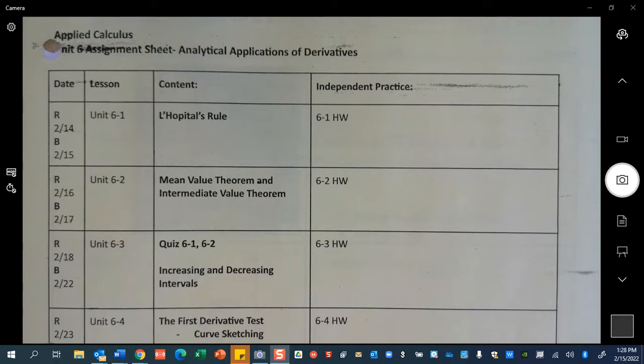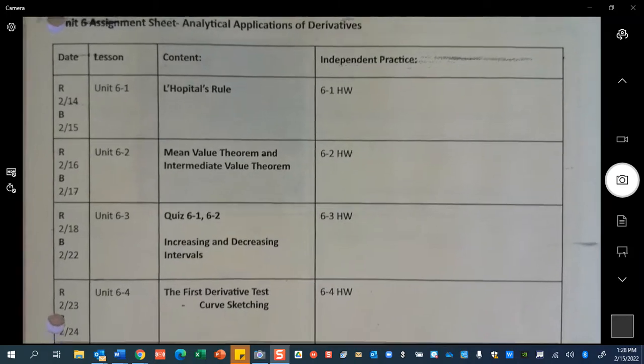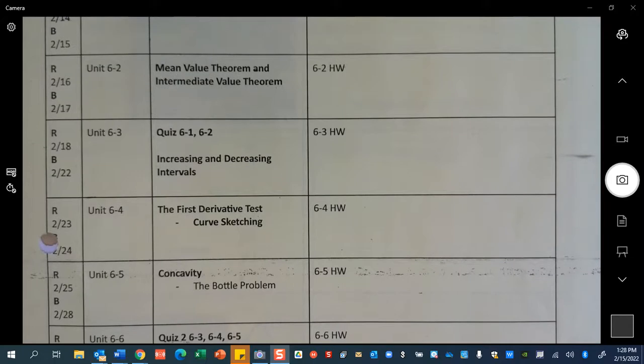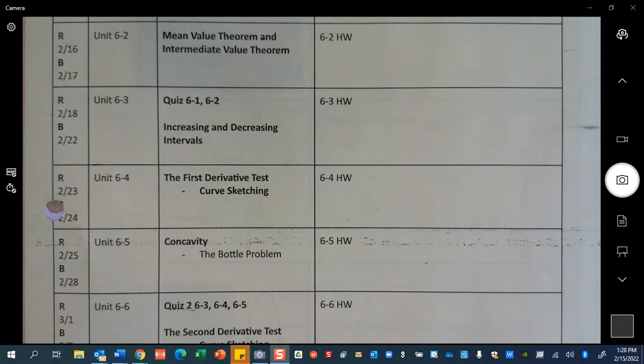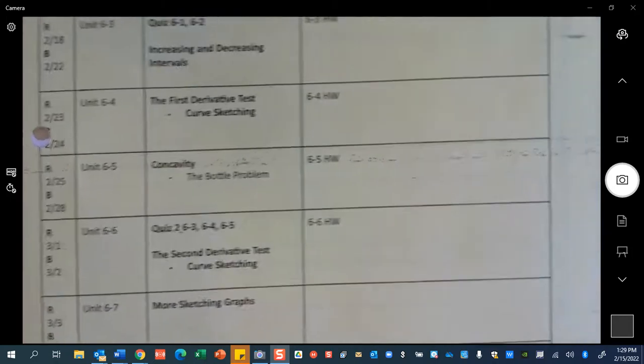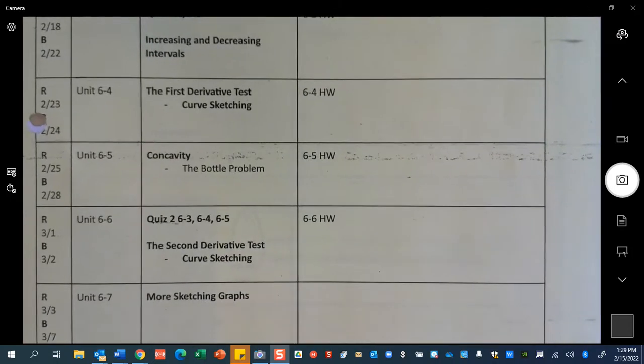Next class, mean value theorem and the intermediate value theorem. Talking about applications of looking at how that derivative ends up working. When we talk about increasing and decreasing intervals after our quiz, that puts us into this conversation of starting to look at sketching curves and looking at increasing and decreasing and concavity and being able to understand what's going on there. Then we end up talking about concavity. This bottle problem is where the project is for this unit.